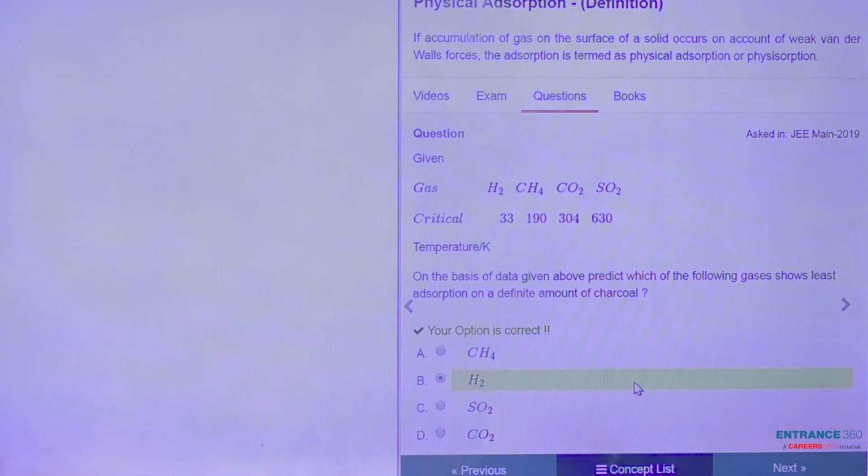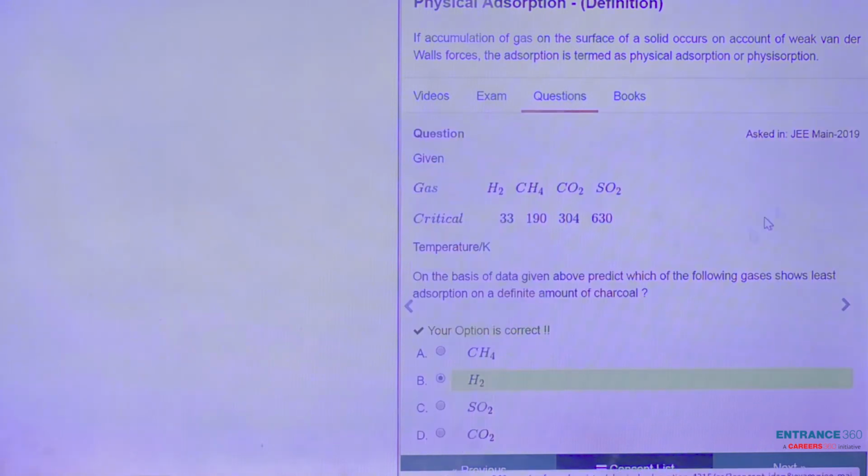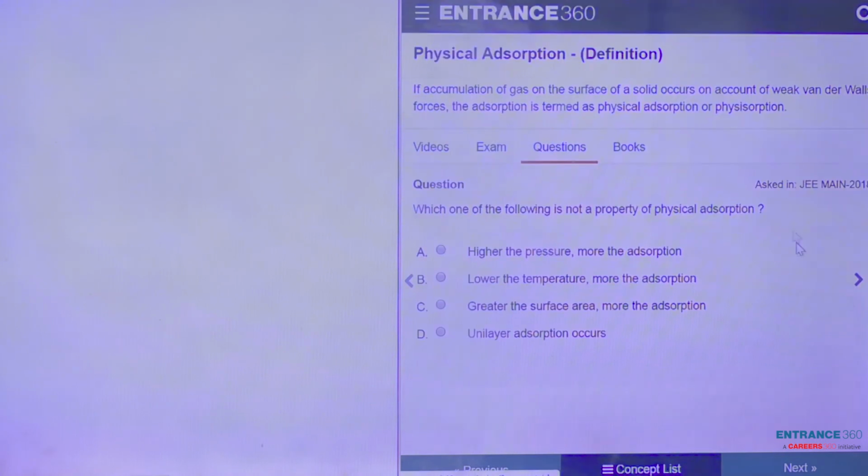If you want to study more about the same concept, you can find it in the Chemistry Class 12th Part 1, page number 125, line number 25. You can find more questions of the same type here and you can watch the concept here.